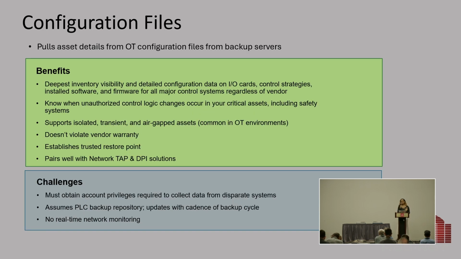And the last method. So I talked about two, right? The passive, which is the network tap and DPI, the active, and now I'm going to talk about the other method, which is configuration files. You're pulling the asset details directly from configuration files. And what you're doing there is you're not waiting to see what's communicating via the network. You're going to the source, the device itself, and you're pulling all of that asset information, all of the asset details. And because you have deeper visibility into your assets, now you can properly manage your assets, right?